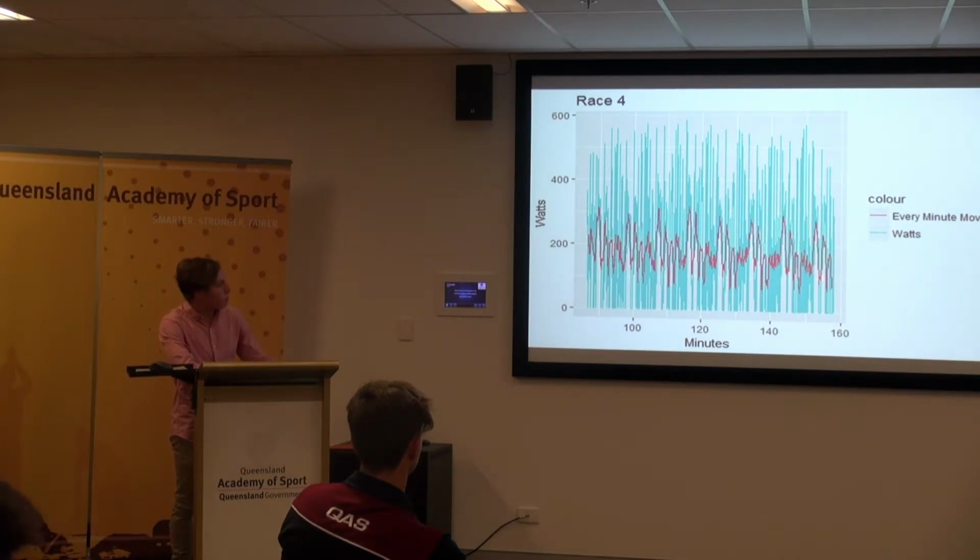So here we have race 4, and we can see even the moving average line has a bit more variation in it. So we can draw from that that race 4 has a higher power output variability than race 1.